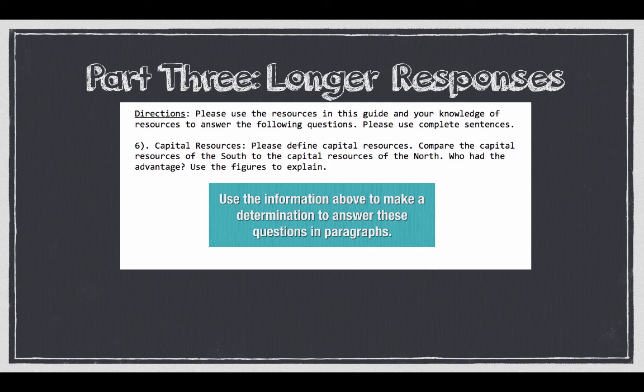All right, so capital resources, define them. What was capital resources in the South compared to capital resources in the North? You're going to compare and contrast who had the advantage, and use the figures that we looked at in the documents to explain. When we talk about 71% of the railroad mileage being in the North, clearly the North could move more troops, more resources along the railroad than the South could on their 29% of railroad mileage. Just kind of throwing that out there for you. It's a good example there.